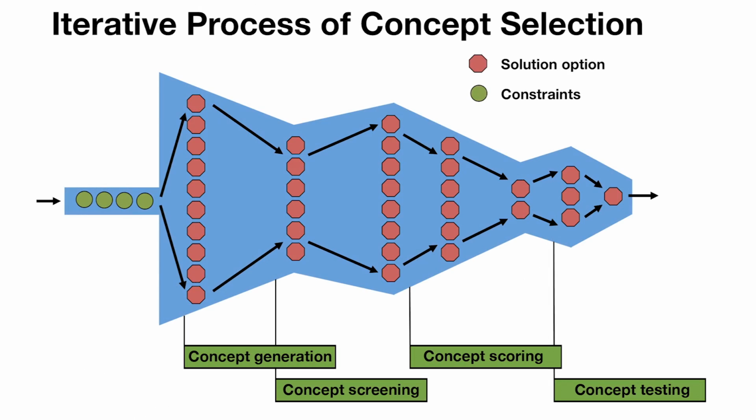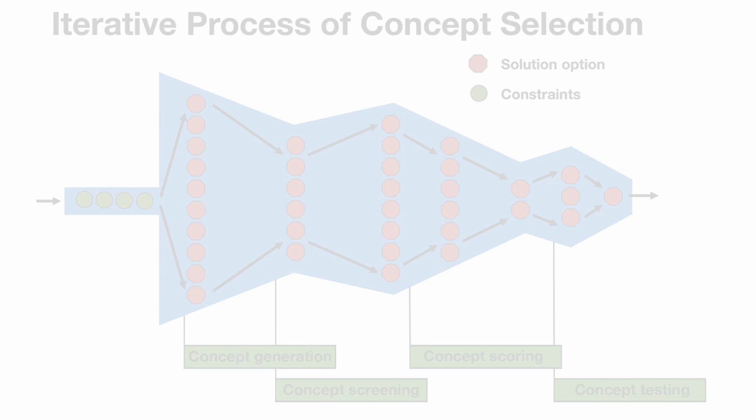So the goal of using a Pew scoring matrix is to select one or two of the best solutions. You want to use a scoring Pew matrix after you've used a screening Pew matrix. If you recall in this diagram, we've gone from many ideas through the screening Pew matrix to a few, maybe 5 or 10. In this last step, we're going to use a scoring Pew matrix to reduce the number of ideas down to just 1 or 2.